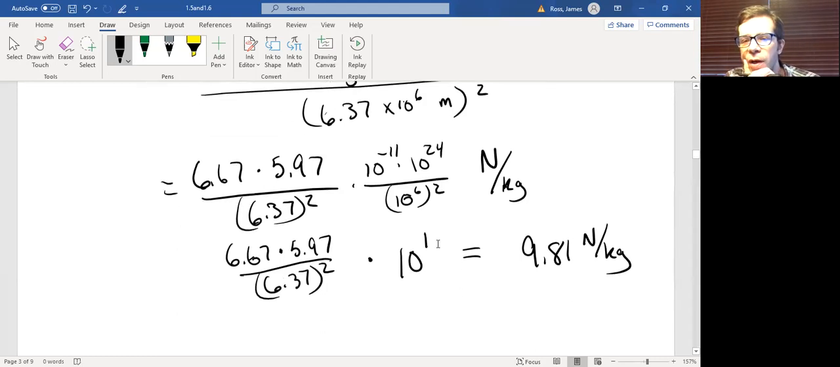All right, but the point I'm trying to make about estimation is when I look at these and I say, okay, 6.7 times 6 divided by 6.4 times 6.4 is close enough to 1, at least order of magnitude. And then the scientific notation allows me to easily identify the order of magnitude. Negative 11 plus 24 minus 12 gives me 1. So right away with order of magnitude, I'm saying it's about 10, and you get 9.81. It depends on how precise you need to be. All right, I think that covers everything for chapter 1.